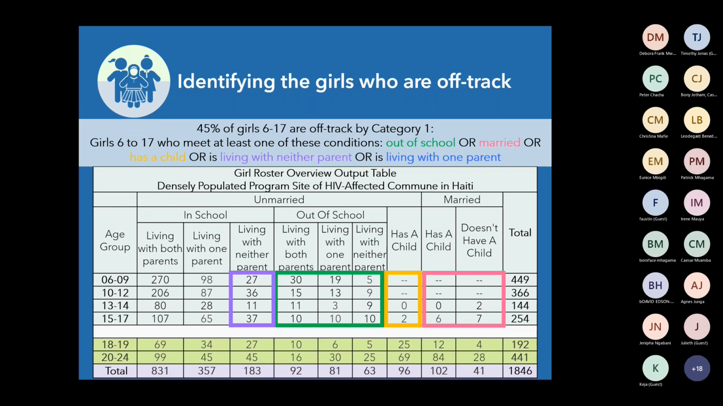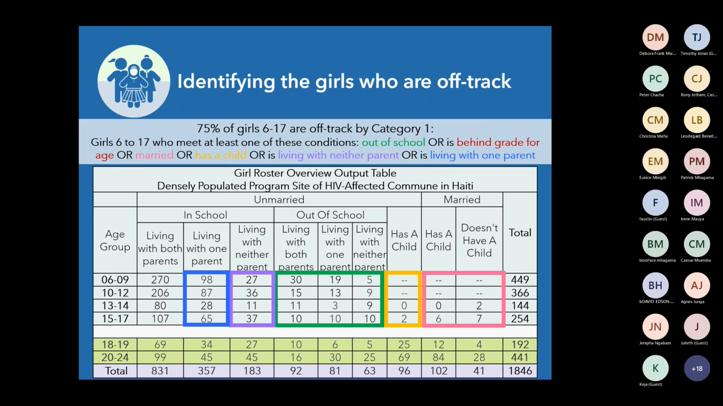Now, as I mentioned, as you keep going up in category, the definition expands. So from definition, sorry, I forgot to, there's a typo here. This is category 2. We add living with just one parent. And now 45% of the girls 6 to 17 are off track by category 2. Okay. Then we add one more. This is category 3. Again, apologies, there's a typo.